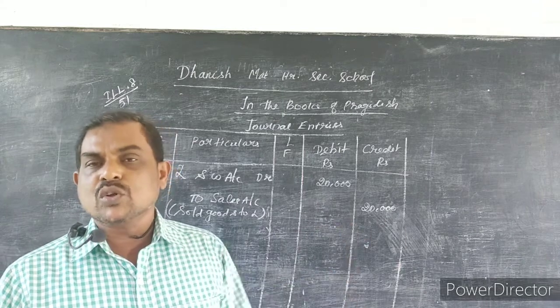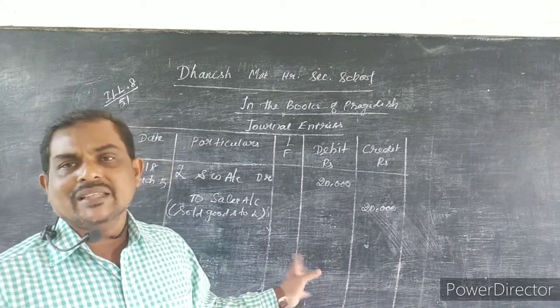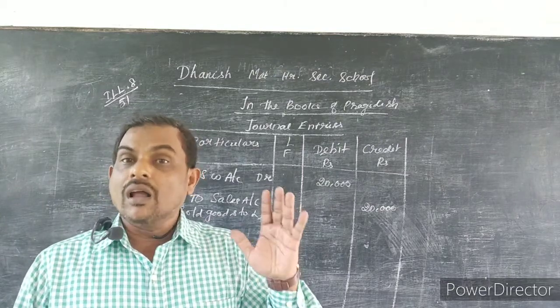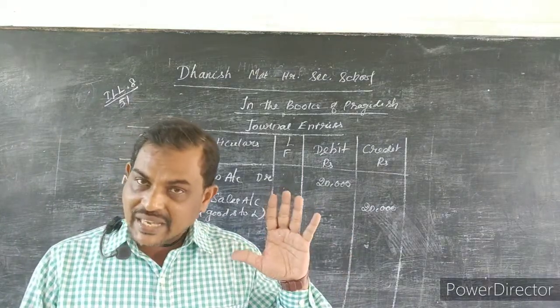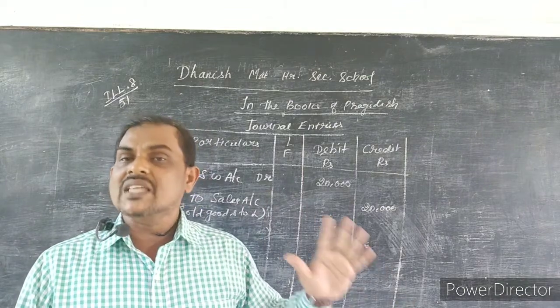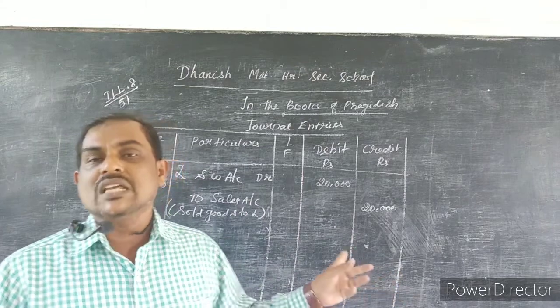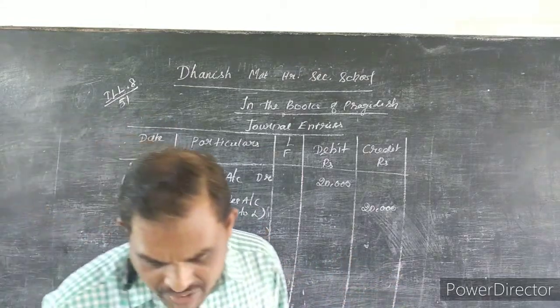M only received the goods, so M is the account debtor, and I am selling the goods, which means the sales account. From this we understood that sales will always come in the credit side only, as per the nominal account rule. Sales is income, so sales will come in the credit side. Then who will come in the debit side?